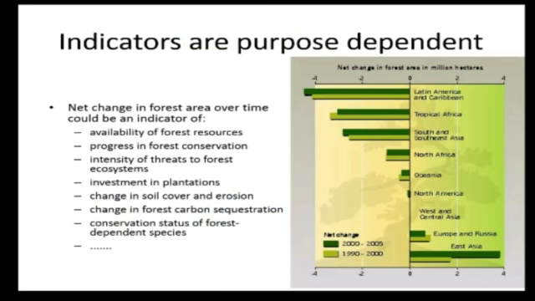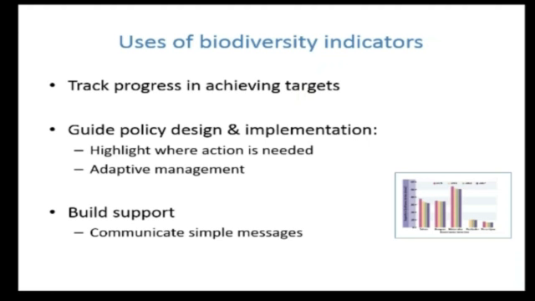So indicators are purpose dependent. The same data could be used for different subjects, which is a good thing in some ways. You can use the same data for different purposes. And biodiversity indicators can be used not only for tracking progress and achieving targets, but more generally for guiding policy design and implementation, in the information gathering stage, and they're communication tools. They help build support, summarize complex subjects in a simple way.